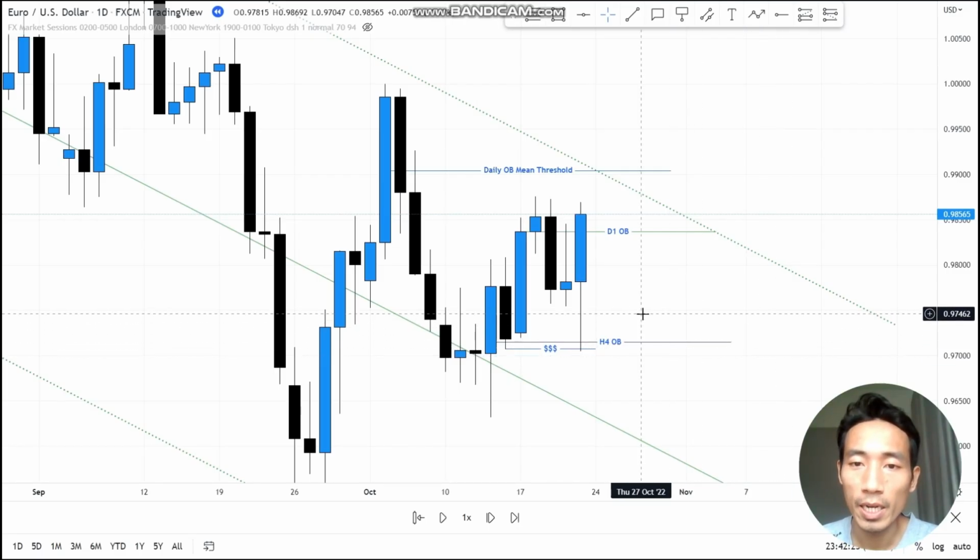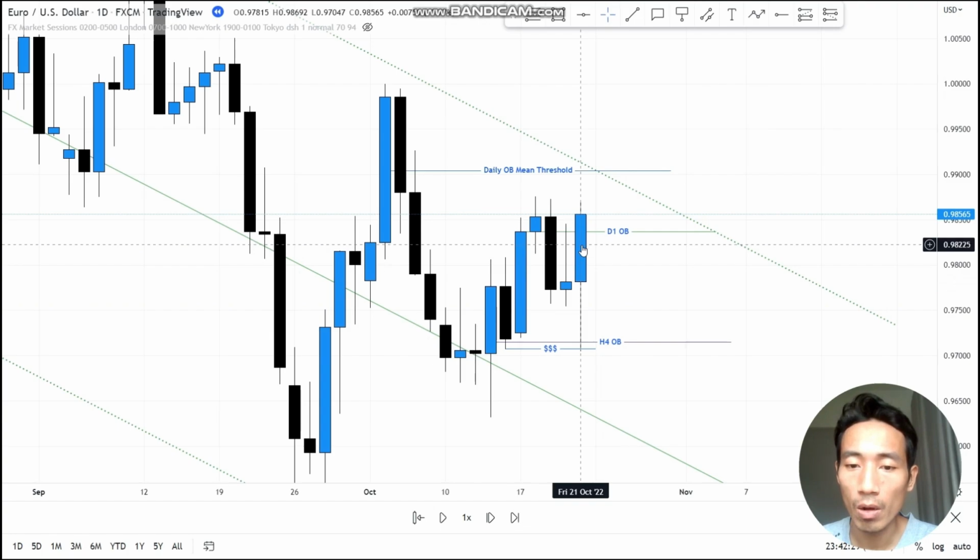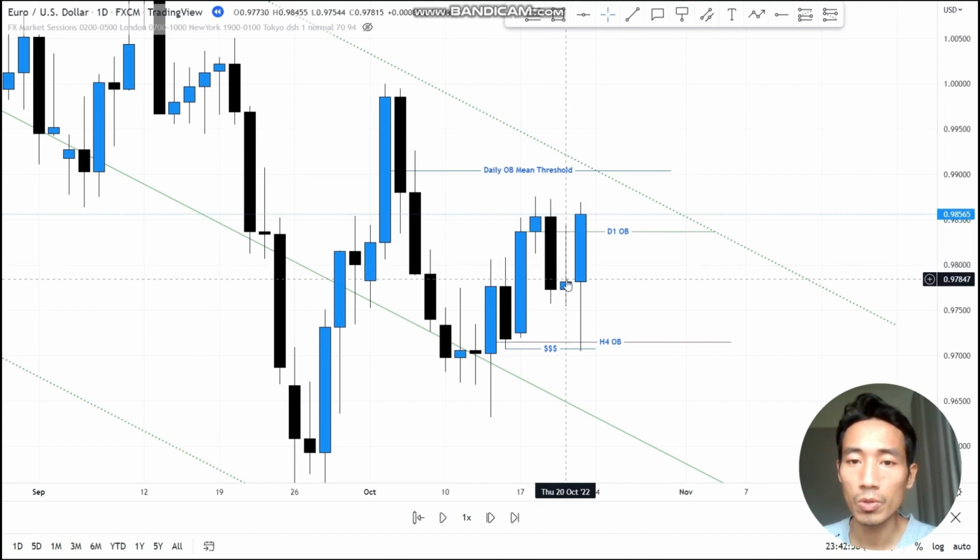So how to find daily buyers? Here is last Friday, October 21st. Now you need to look at this level right here. When price traded from here, it traded down into this down candle, and then price opened here and traded all the way up here into this daily order block, a bearish order block, and then price closed here.